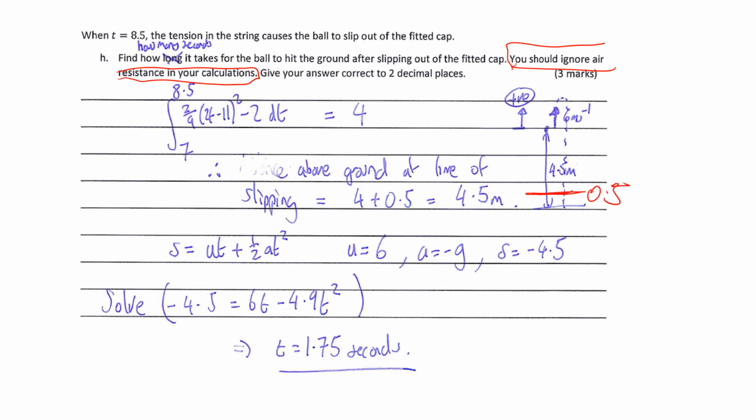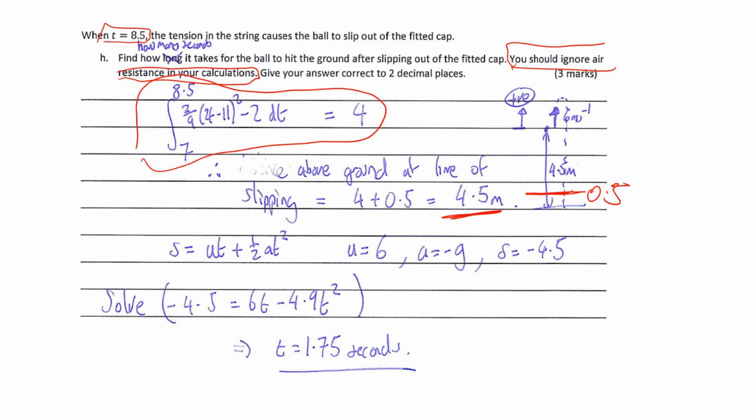So the first thing is to work out how many more meters it gained in that 1.5 seconds from t equals 7 to t equals 8.5. That's a pretty simple matter of using the definite integral from t equals 7, the t-axis on our velocity time graph, to t equals 8.5, and it turns out to be 4. So when it slips out, it's at a height of 4.5 meters above the ground. Of course, that's key in understanding how to work out the time element.